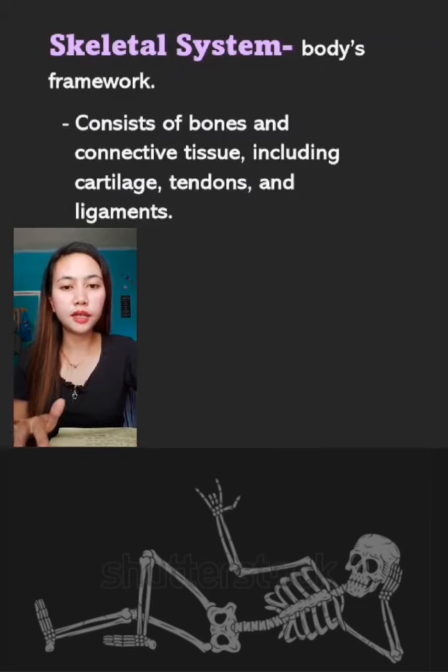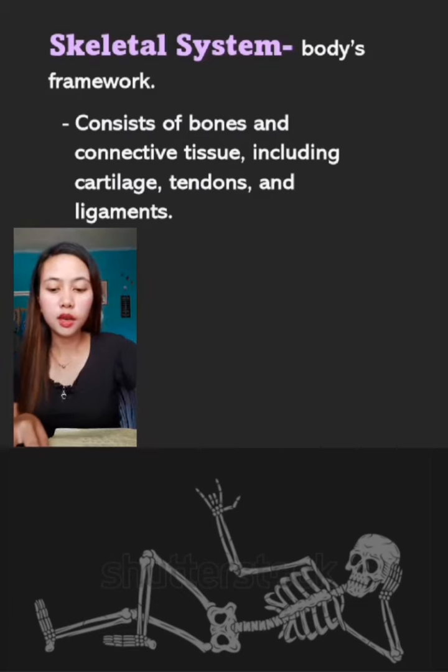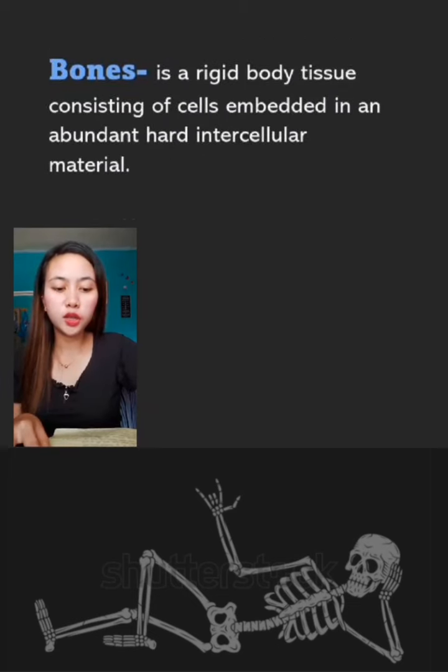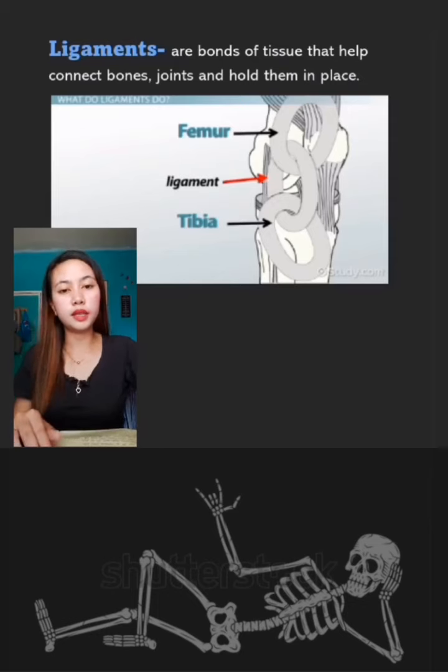Our report today is the overview of the skeletal system. The skeletal system is your body's framework. It consists of bones and connective tissue, including cartilage, tendons, and ligaments. Bone is a rigid body tissue consisting of cells embedded in an abundant hard intercellular material. Ligaments are bands of tissue that help connect bones, joints, and hold them in place.